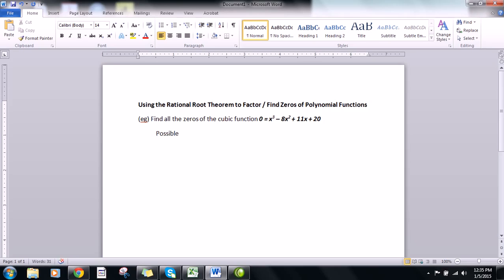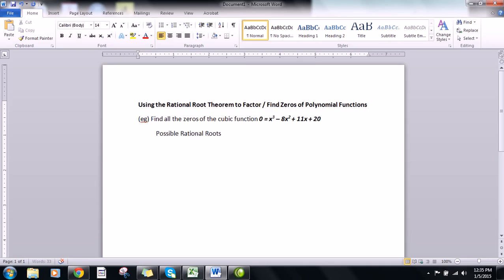possible rational roots will look like this, right? And so they're all the divisors of the constant over all the divisors of the leading coefficient, which is 1, right? So for the rational root theorem, the middle stuff is not important. We just need the last constant and the leading coefficient, right?